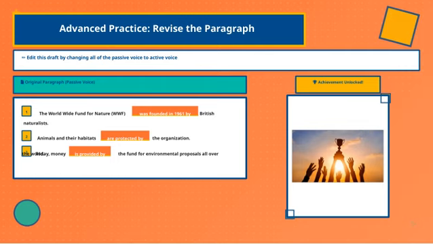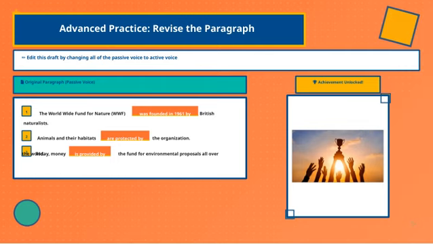Finally, it mentions that today, the fund provides money for environmental proposals all over the world. We can rephrase this as the fund provides money for environmental proposals worldwide. This way, the sentence remains concise while highlighting the fund's active role in supporting environmental initiatives globally.